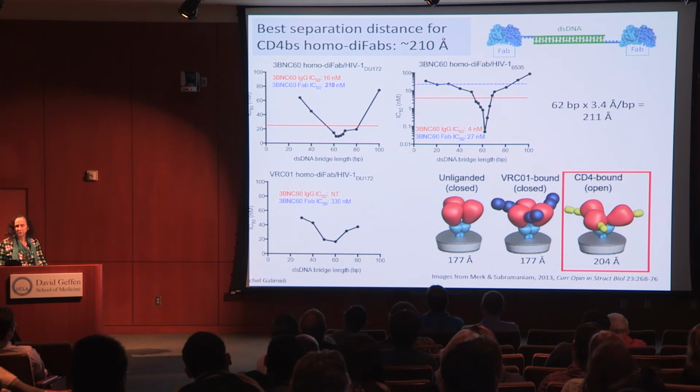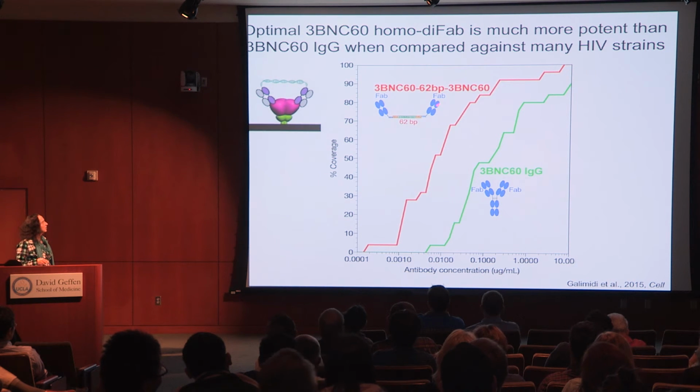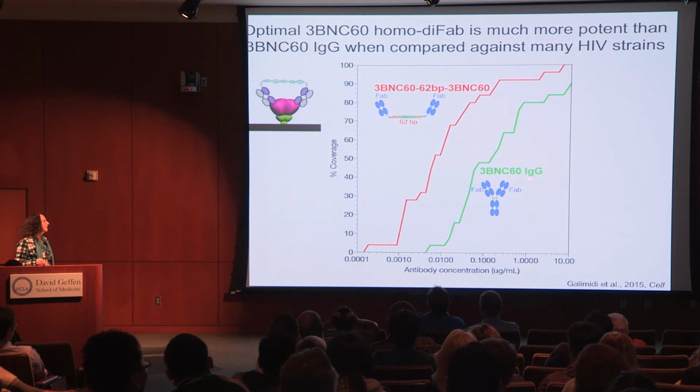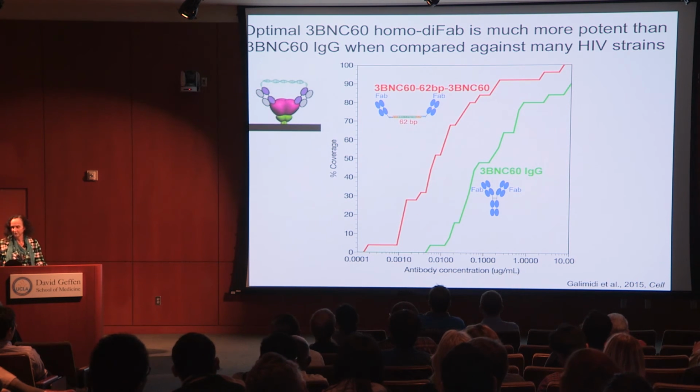Okay, so are these increased potency compared to the parental IgG? Yes, so this is against many strains. It's like 25 different strains of viruses. This is a coverage curve. And so what you can see is that consistently, the homodiFab separated by the right distance, the best distance, is more potent than the parental IgG. And this is really interesting because, of course, this IgG has 2 Fabs. This has 2 Fabs. But the Fabs are separated by what we think is the optimal distance here, and they're not separated by the optimal distance here. And consistently, it's better. So we think this shows that avidity matters.